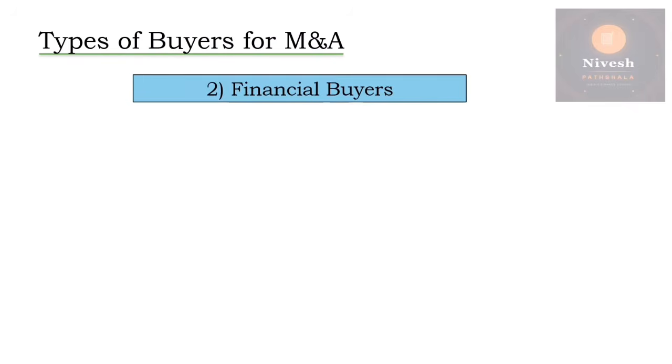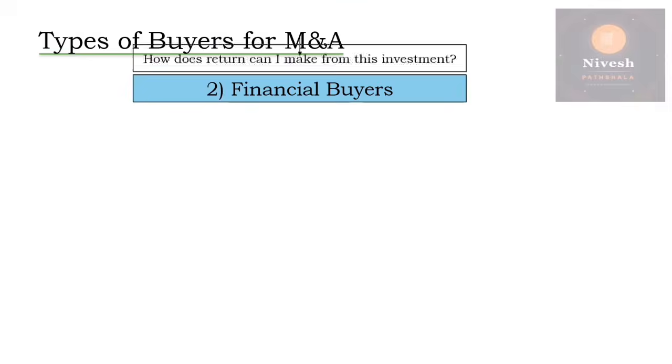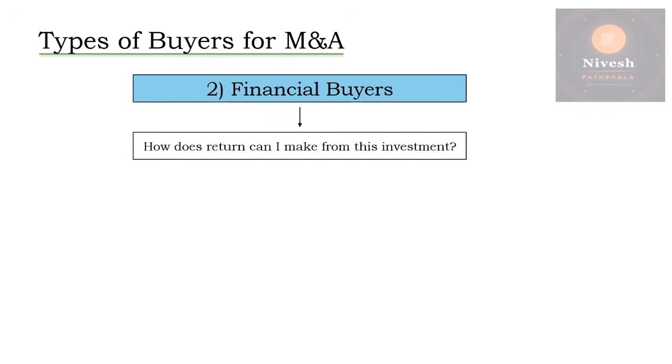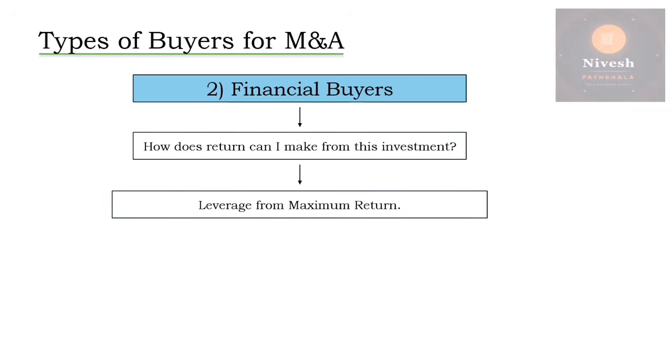Second, financial buyers. Who are financial buyers? They only think about what return they can make from this investment, like private equity, using leverage for maximum return. They invest, and after the business becomes profitable and the value increases, they sell that business. So they just take the return from their investment and that's all. These are called financial buyers.